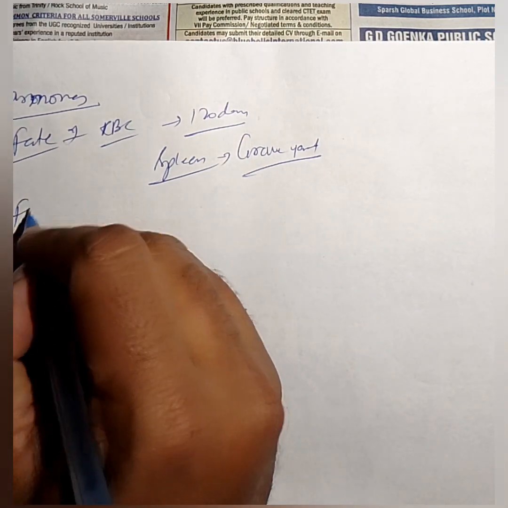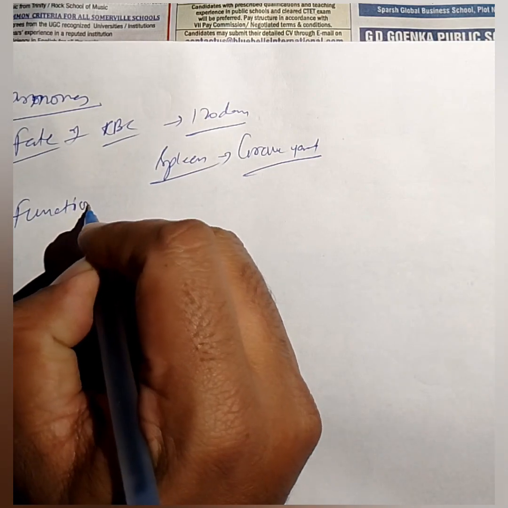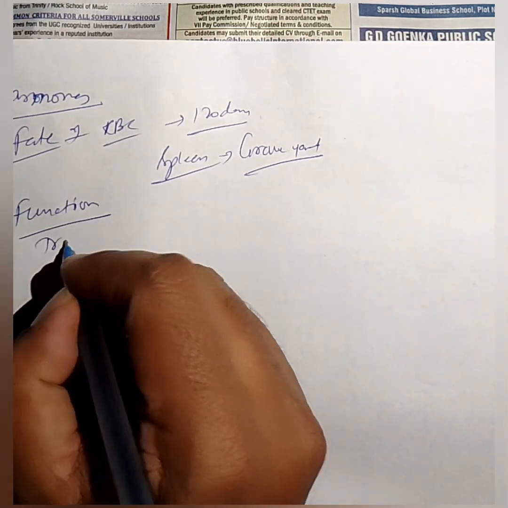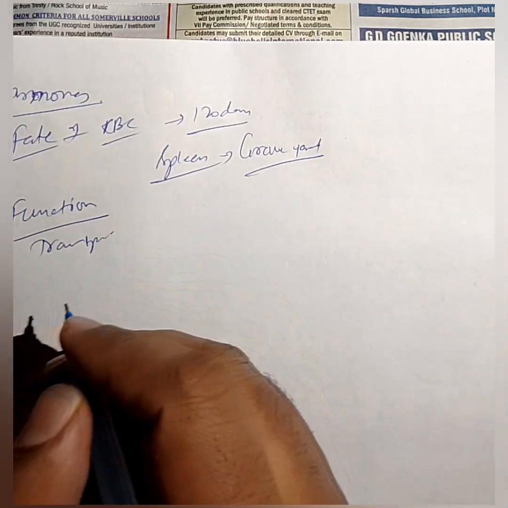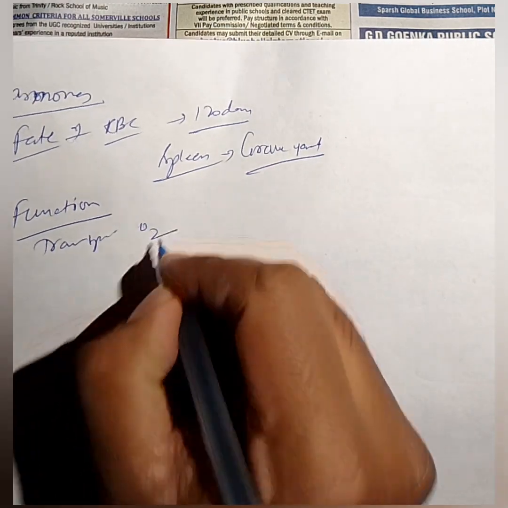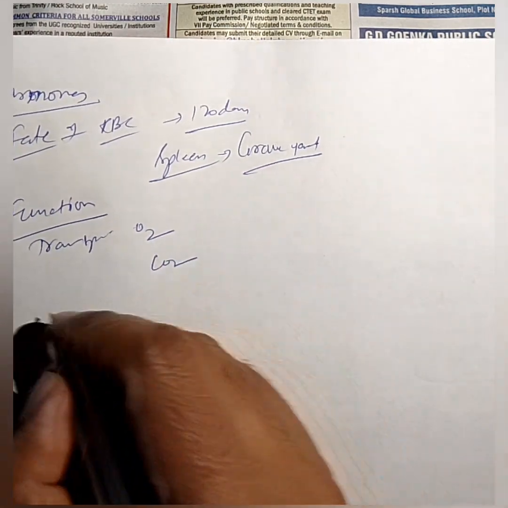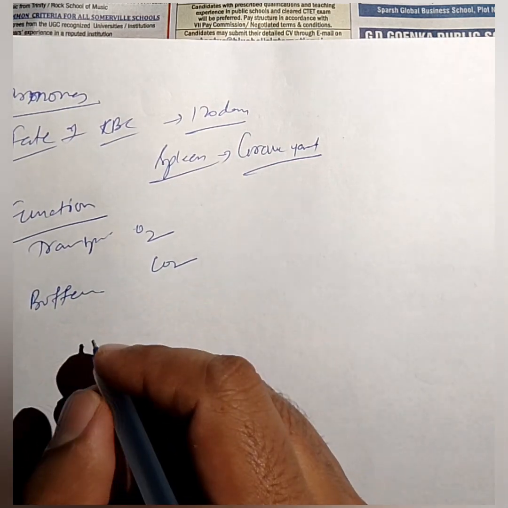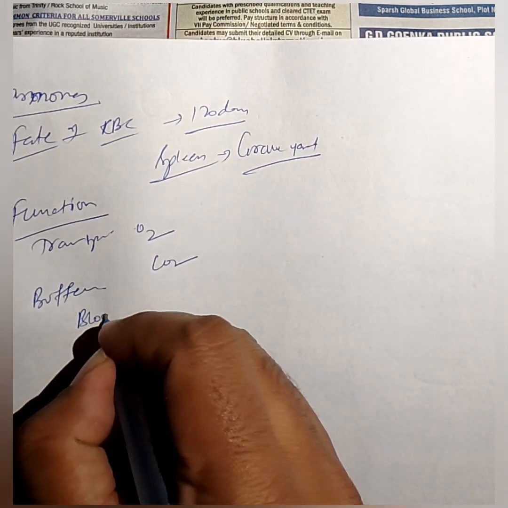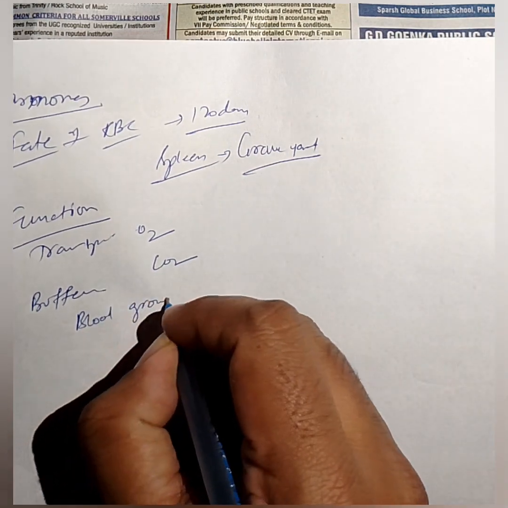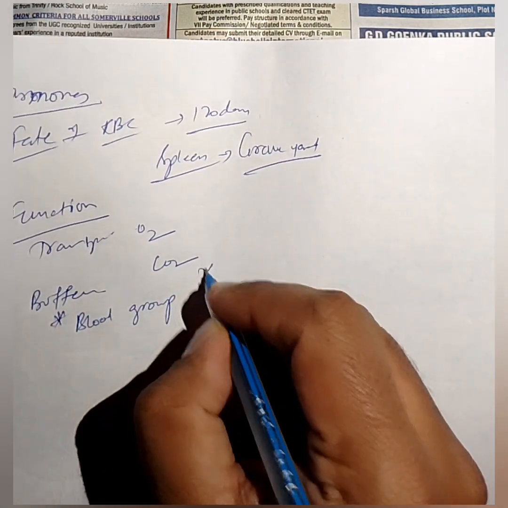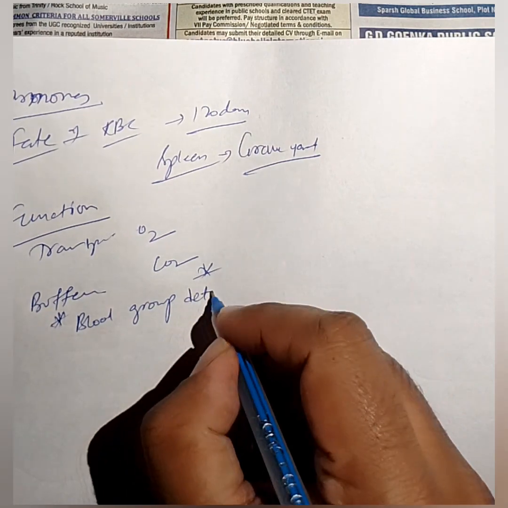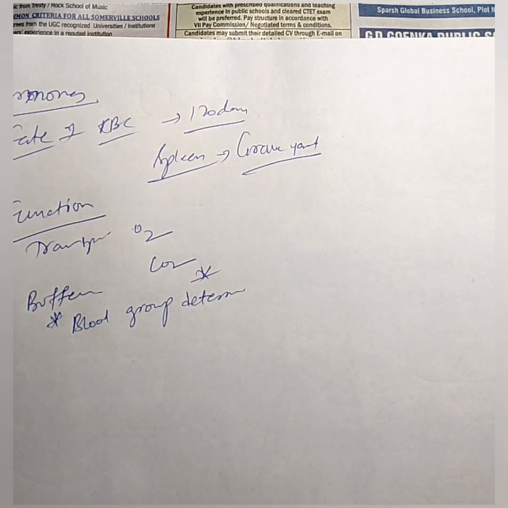First we can see the functions of RBC. What are the functions of RBC? They are used for transportation, as described for the blood. They are used for the transportation of oxygen, carbon dioxide, and buffering. Buffering means maintaining of the acid base balance, and they are useful for blood group determination. This is a very important point. Blood group determination can be done with the help of RBC.